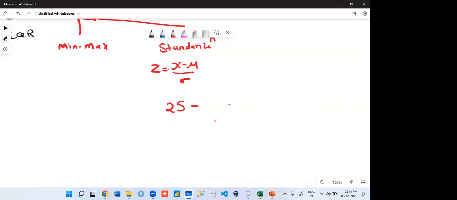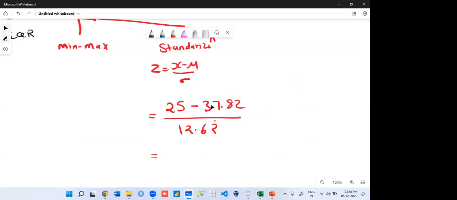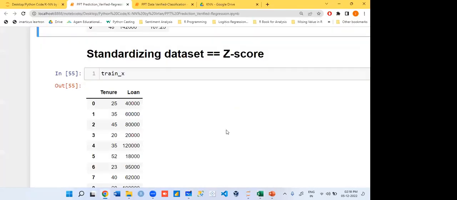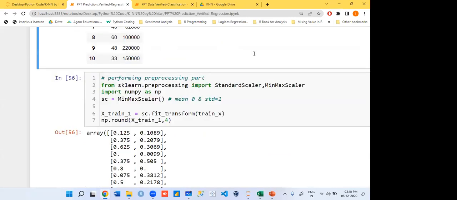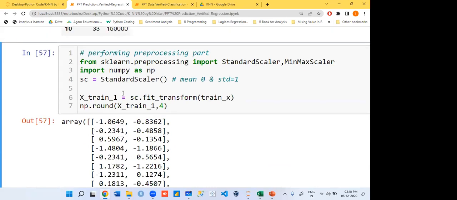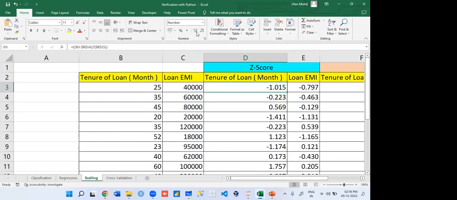Guys, in software we just write standard scaler and it's done for you. How much do you get? I'm getting minus something, madam. You probably only did the subtraction. Minus 1.015. Now see the code. In the original data, I just say I want to apply standard scaler. Can you compare the numbers? These are rounded numbers, guys.